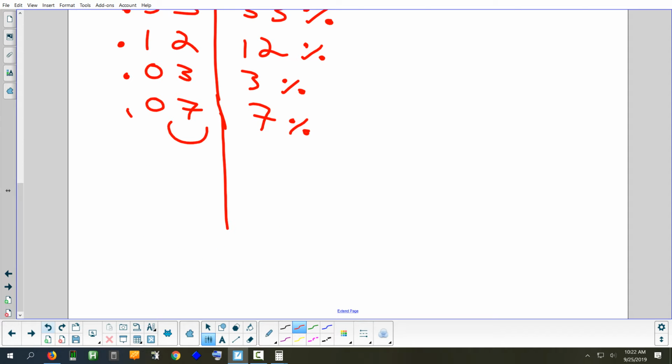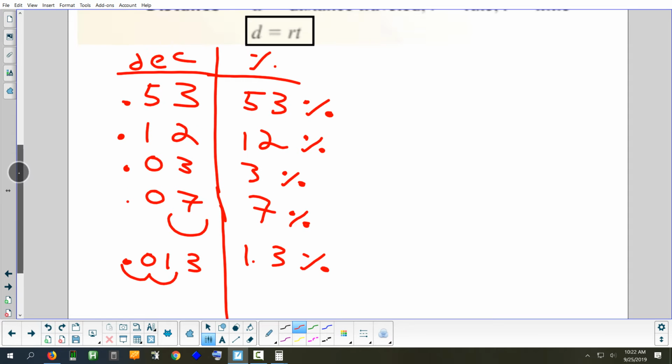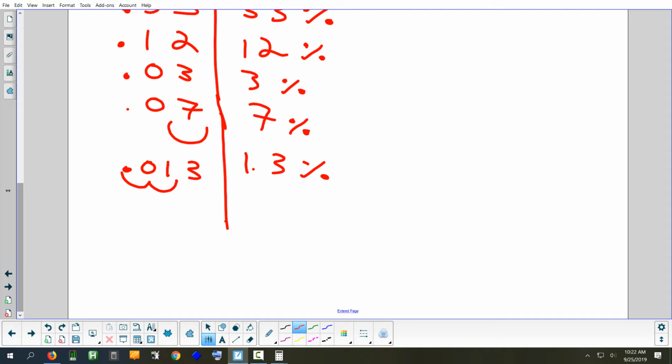Okay. What if I had 0.013? What would that be? Move it 2. 1, 2. What do you get? Yeah? 1.3%. Yep, 1.3%. Exactly. Okay, so that's how we can change a decimal to a percent. Now, let me reverse it. What if you had this? 42%. Yep, 0.42. Okay, going the other way. What if you had 6%?